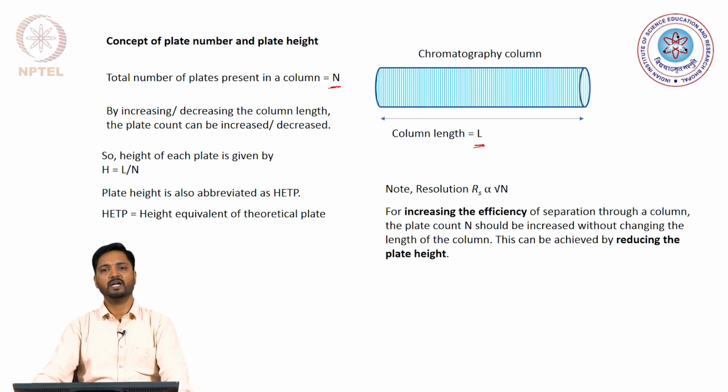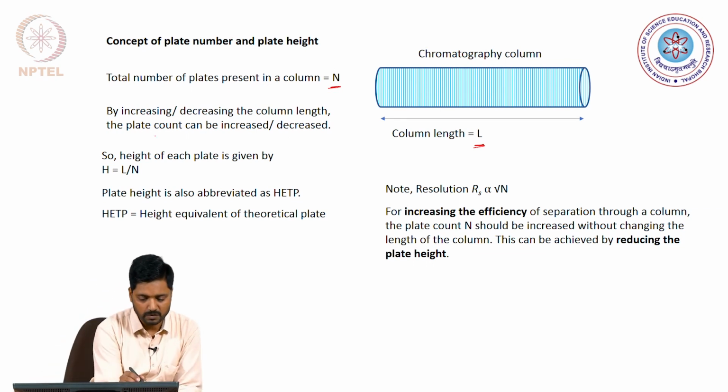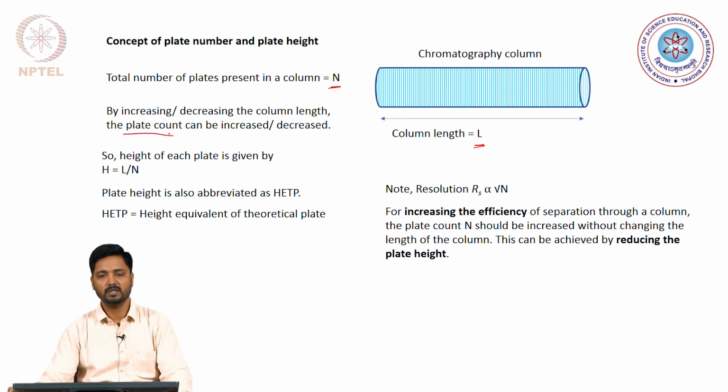So, we will have to find a way to calculate what this value of n is, and more importantly for our purpose it is clear that we can change the number of plates, or what is also called the plate count, by increasing or decreasing the column length. So, when the column length is increased, the total number of plates present will also increase, and vice versa when the column length is decreased.